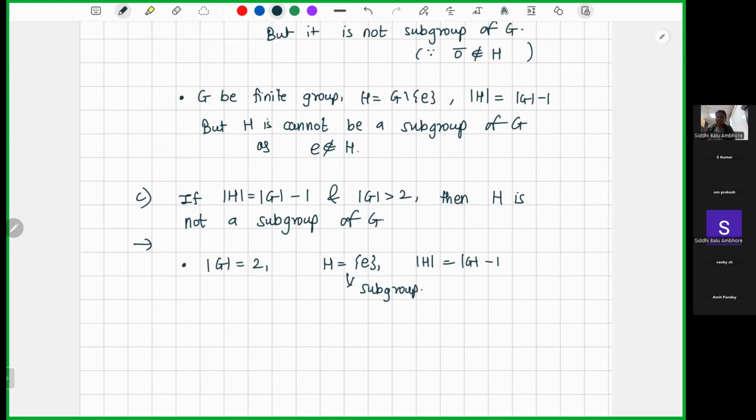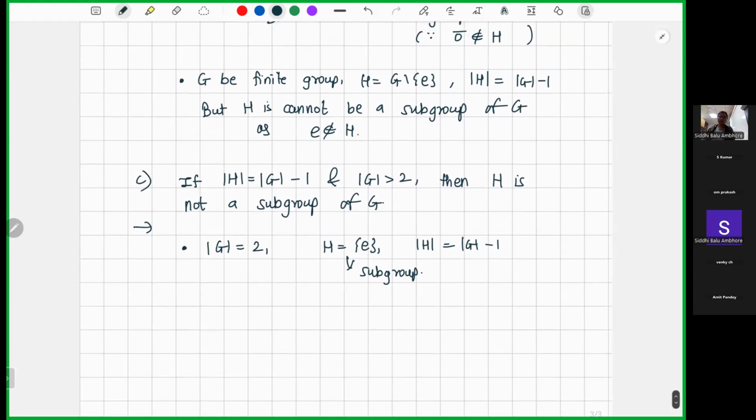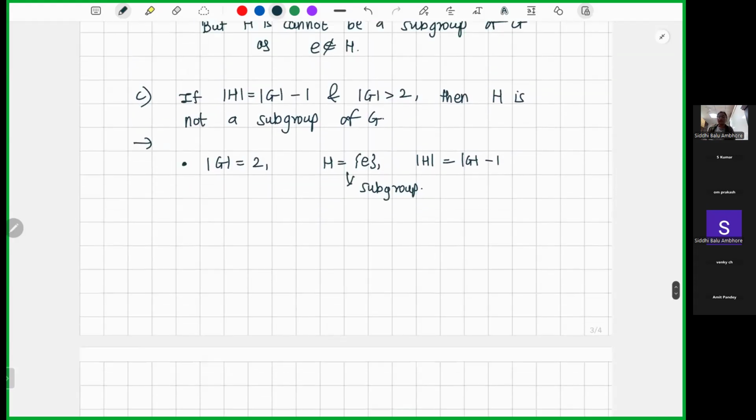But when the order of G is 2, I can take H equal to just the identity element, and that will definitely form a subgroup of G, which makes this statement false. So to have this statement true, we need the condition that the order of G is greater than 2. Okay, so we have to prove this. So how do we go about this?